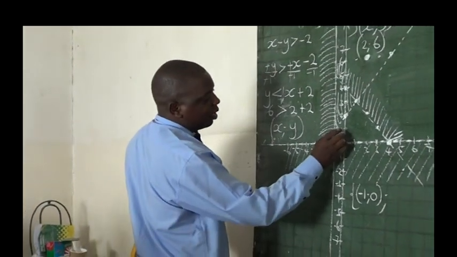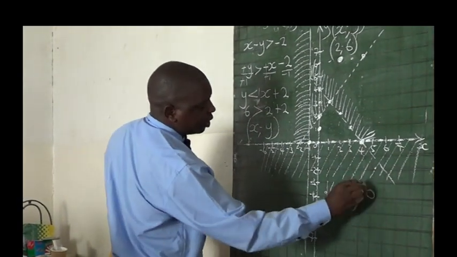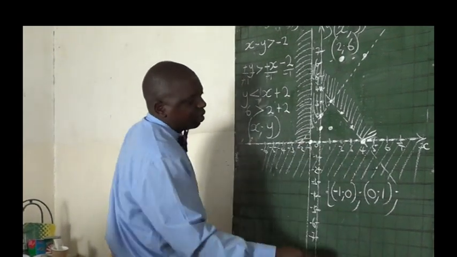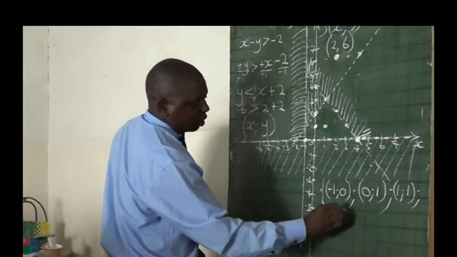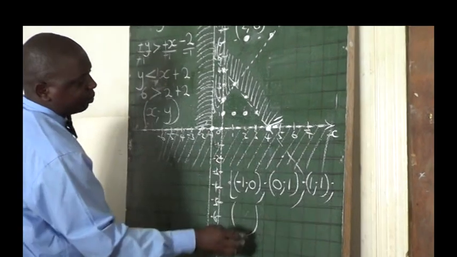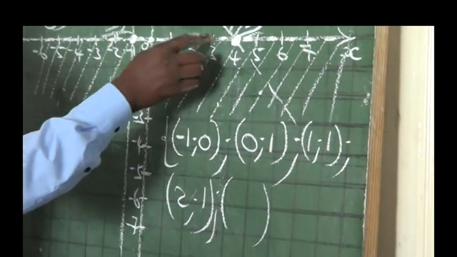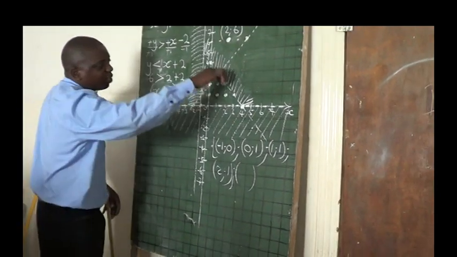What about this one? It's (0, 1). This one, (1, 1). This one, (2, 1). Next, this one is (3, 1). (3, 1) is left out because it is along the broken line.